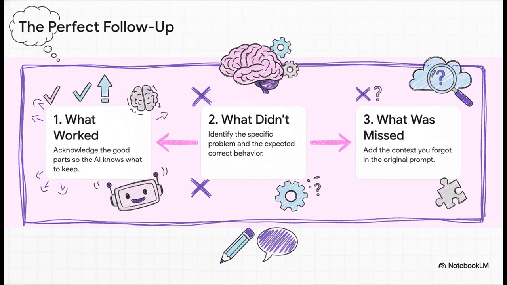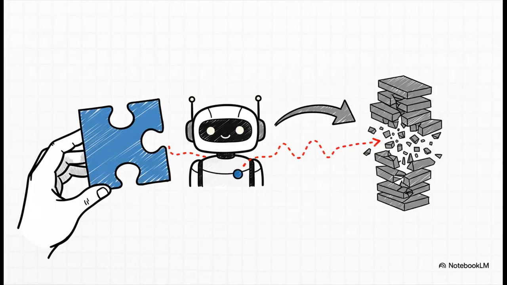The formula is really simple. First, you acknowledge what the AI got right. You tell it what parts of the code to keep. Second, you identify what didn't work. And you've got to be specific here. Describe how it failed and what you expected it to do instead. And third, and this is the real secret sauce, you add the context that you forgot to include the first time around. Seriously, that third step is the most important part.